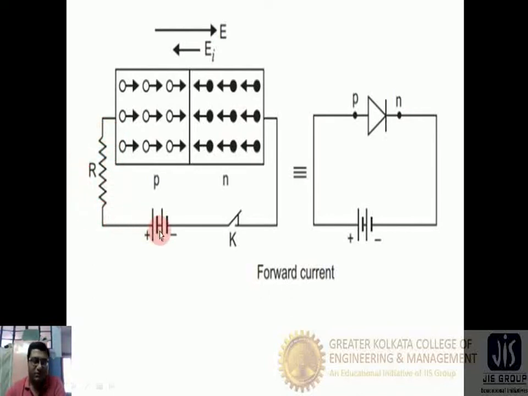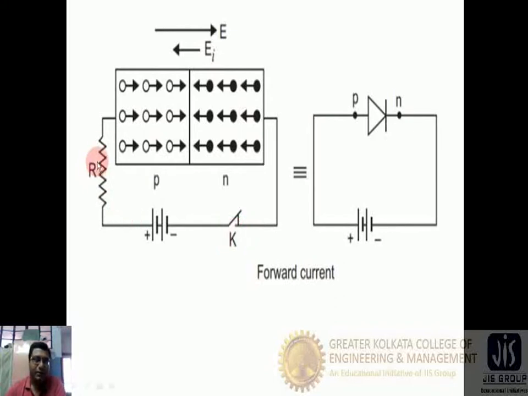If we neglect this resistance, the P section of the diode is connected to the positive terminal of the battery, and on the other hand, the N terminal of the diode is connected to the negative terminal of the battery with the help of one switch. This is a switch. When the switch is closed, current flow happens. So this is the forward biasing. In forward biasing, the current flow happens.